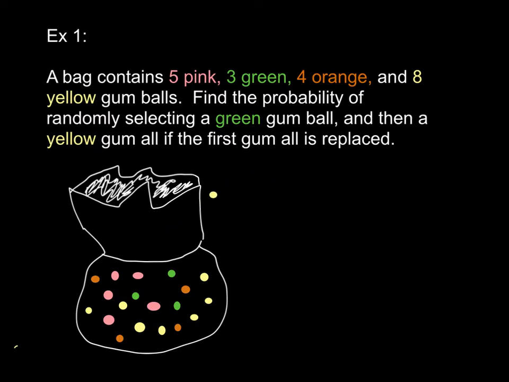The first thing we need to do is decide whether or not these are dependent or independent events. Since I pull my first gumball out and put it back in, the number of gumballs that I get to choose from does not change. That makes this an independent event. I'm just going to make this note. Independent.